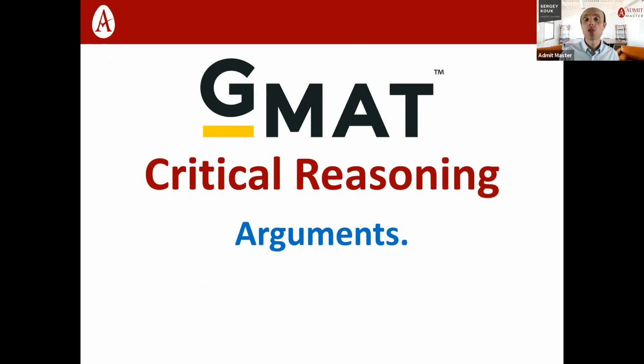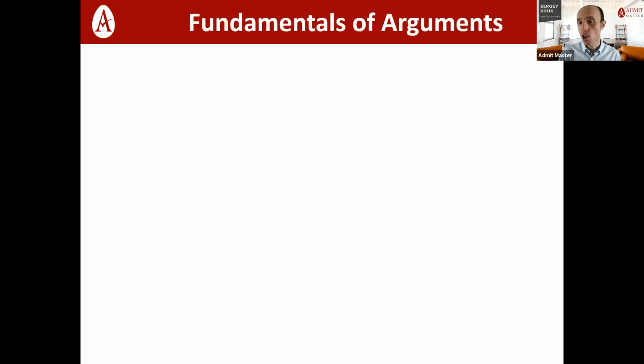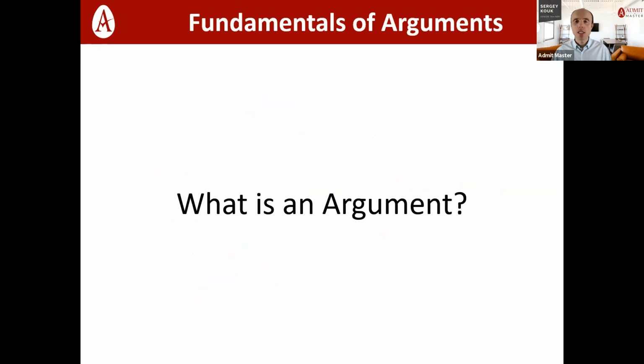Now, we spoke about sentence correction. Let's talk about critical reasoning, because that is something that is scary for a lot of people. Critical reasoning is all about arguments. And the question is, what is an argument? Many people, when they think about arguments, are thinking of people arguing. If I ask you, have you seen people arguing? Usually that involves two people trying to prove something to each other. However, on the GMAT, it's usually going to be one person who's trying to prove something to other people.